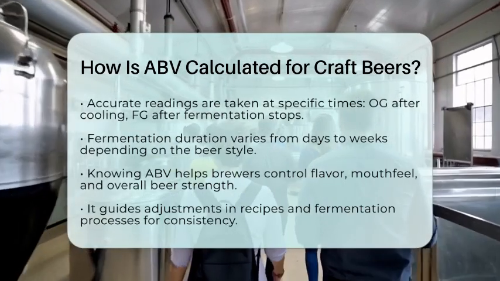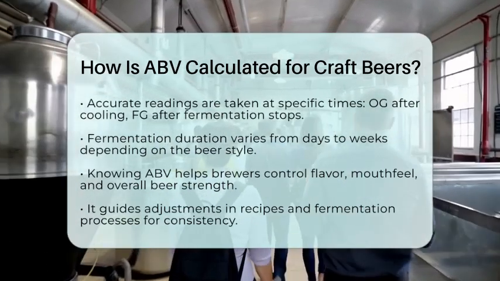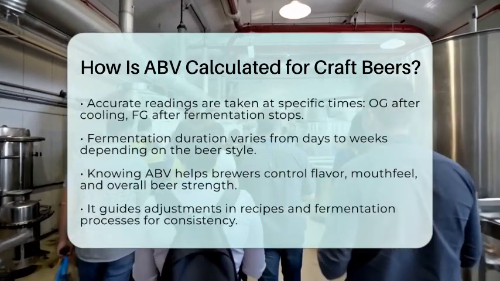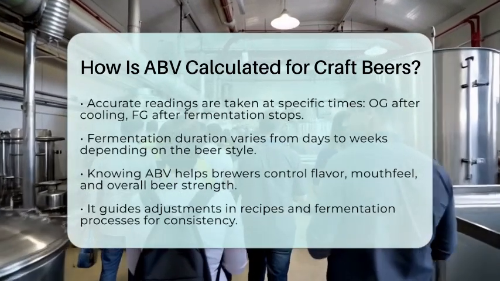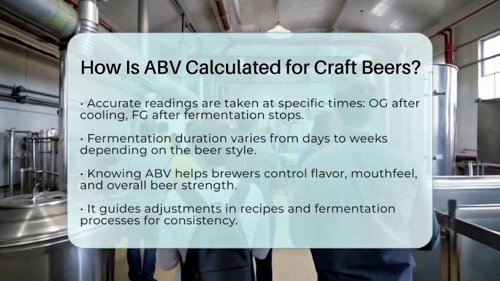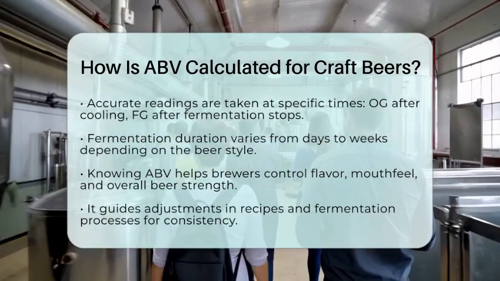So, in simple terms, calculating ABV is about measuring how much sugar was in the beer at the start and how much is left at the end. The difference tells you how much alcohol was produced during fermentation. This process is essential for craft brewers to make consistent, enjoyable beers that match their desired strength and flavor profile.